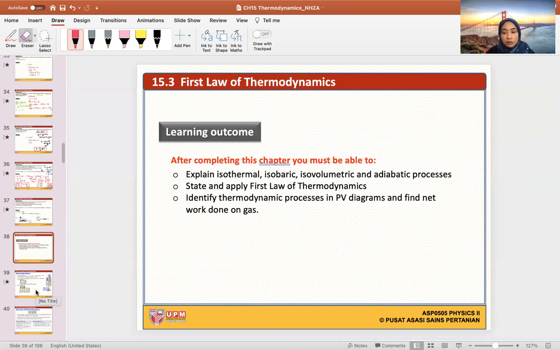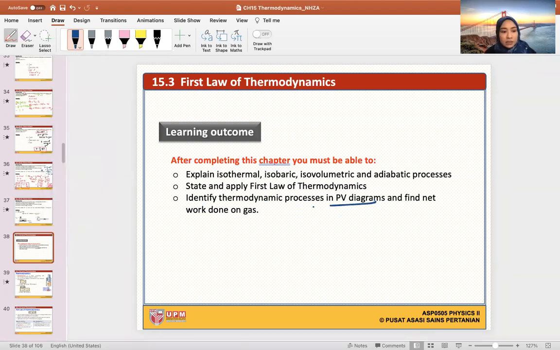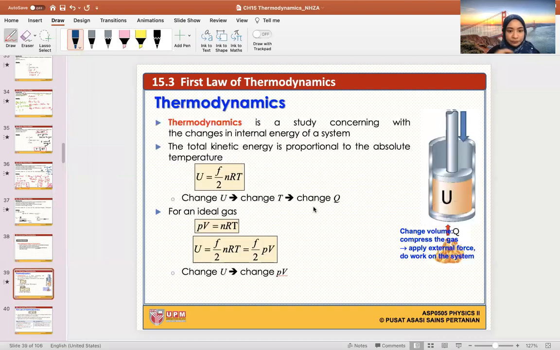So we are moving on to the first law of thermodynamics. Baru nak masuk. We talked about KE, we talked about U, we talked about PV equals nRT, and now we talked about degrees of freedom, and now we can move on to the first law of thermodynamics, and you will use all of it in here, except KE, I guess. So in this chapter, you will learn about isothermal, isobaric, isovolumetric, and adiabatic processes. State and apply the first law of thermodynamics, identify thermodynamic processes in PV diagrams, and find the net work done on gas. So we have 4 thermal processes.